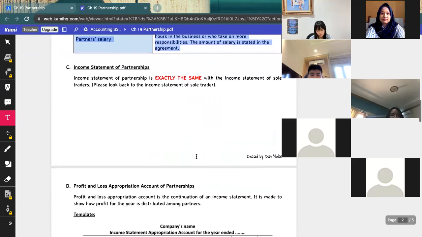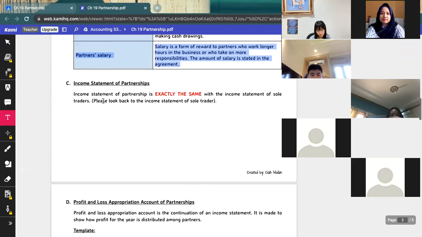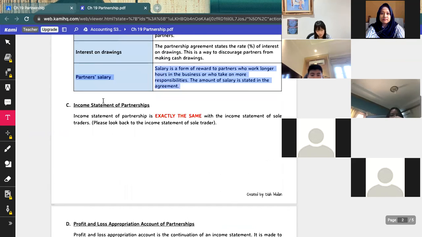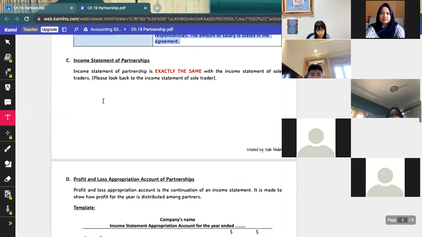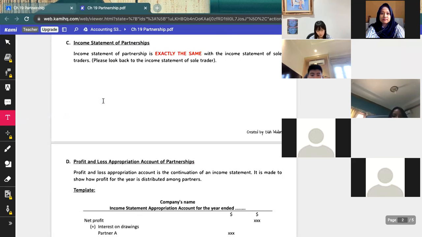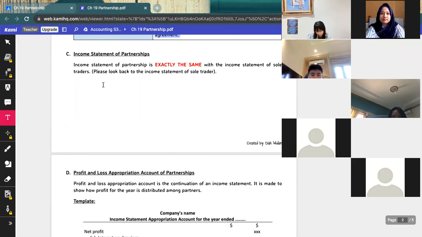Okay, next. Now let's move on to the accounting part. Okay, enough with the theory. So we will continue to the accounting part. The first statement that you need to learn is the income statement of the partnership. Now, the income statement of the partnership is exactly the same as the income statement of a sole trader. So you don't have to learn a new format, yeah? Everything is the same. Clear, yeah? You can look at the income statement of a sole trader, which is in chapter 9.